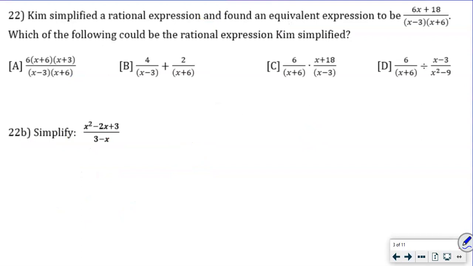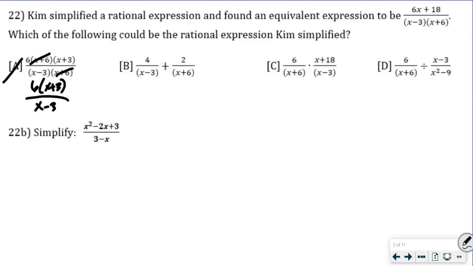So the next one says, Kim simplified a rational expression and found an equivalent expression to be 6x plus 18 over x minus 3 times x plus 6. What we want to do here is see if any of these equal the one that's there. So this cancels out. So this would be 6 times x plus 3 over x minus 3. Well, obviously that's not it because the x plus 6 canceled out, so that's not it.